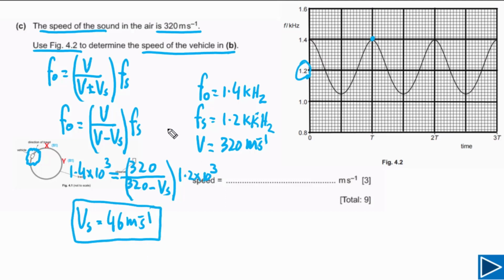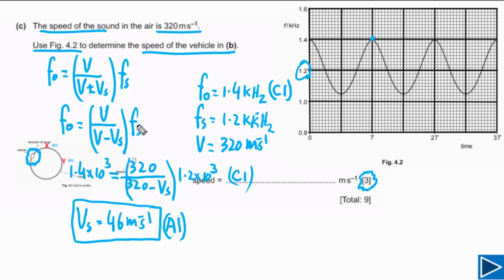This question has 3 marks. The first mark you will get if you are using the maximum observed frequency or minimum observed frequency. The second mark is if you are using the right Doppler effect equation, when the source is approaching or when the source is moving away. And the final mark is the answer mark. You will get this mark if you got the right answer.